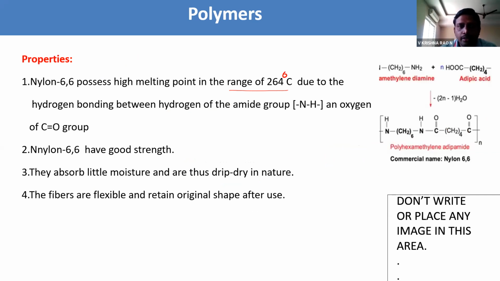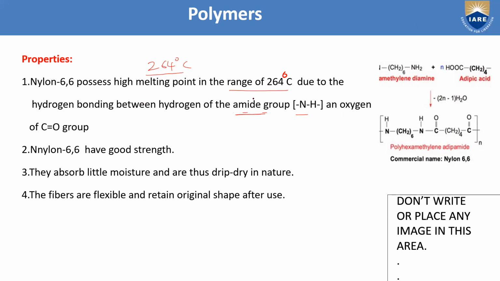Coming to the properties. It has a high melting point. The range of melting point is 264 degrees centigrade, due to the hydrogen bonding between the hydrogen of amide groups and the oxygen of the C double bond O group. The bonding between the amide groups, the NH bond, nitrogen and hydrogen, is the reason for the high melting point of nylon 6,6, along with the oxygen of the C double bond O group.